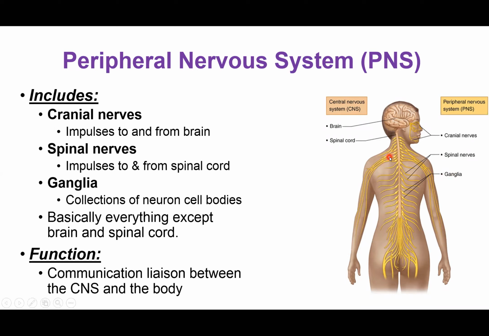And the whole purpose of having the peripheral nervous system is that the peripheral nervous system is kind of like the communication liaison between the body and the central nervous system. So it's like the little messengers. It's like the mail workers that take the packages that come from a central processing center and get delivered to your house. So the delivery men are the peripheral nervous system.